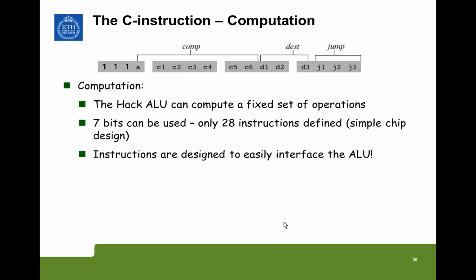As you remember, the Hack ALU has a fixed set of operations, right? We programmed them in the previous projects. It can add, it can subtract, it can add +1, etc. Actually, altogether 28 operations are defined. In the C instruction, we have 7 bits to represent these operations. It means that we can have a simple chip design. We don't need to code all the possible outcomes of the 7 bits.